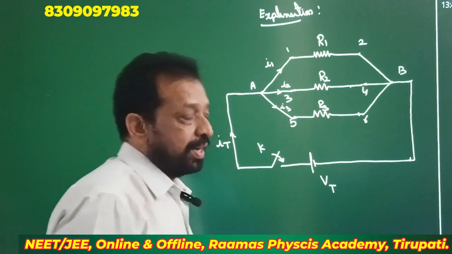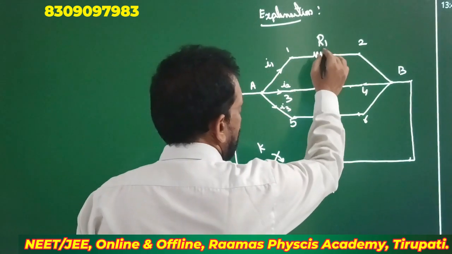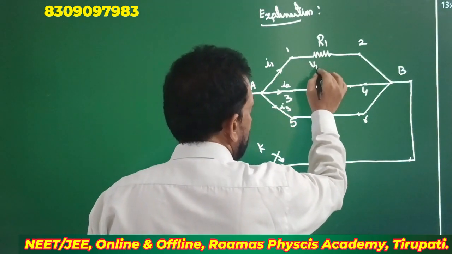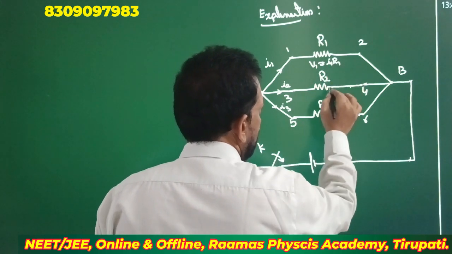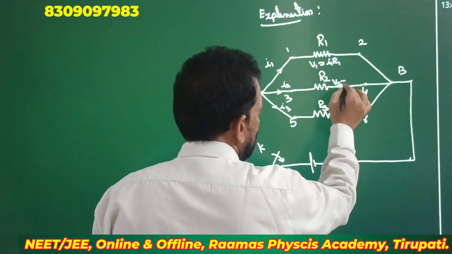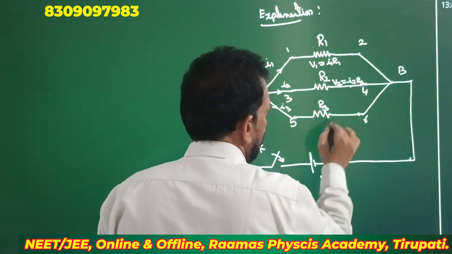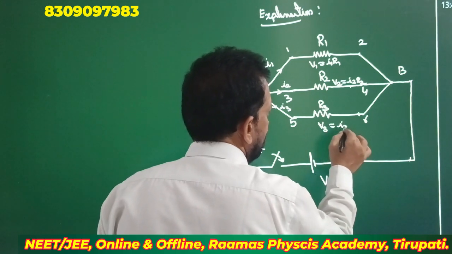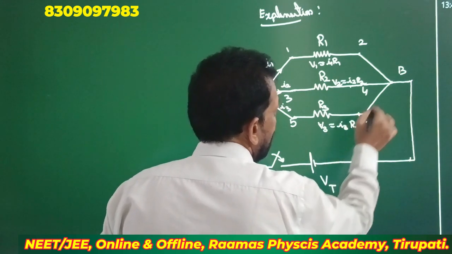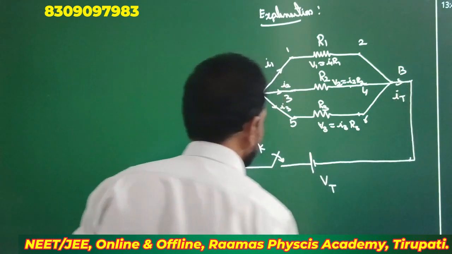So when current is flowing in the conductor, what happens? Voltage is dropping. The voltage drop across R1 I can say V1, that is equal to I1 R1. Here it is called V2, that is equal to I2 R2. And here is V3, that is equal to I3 R3. Again, the same current is coming here. This is again the same IT current.